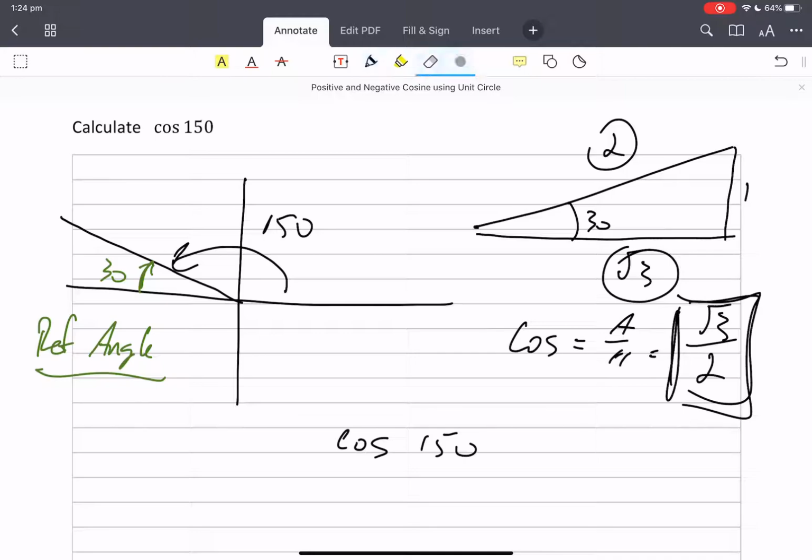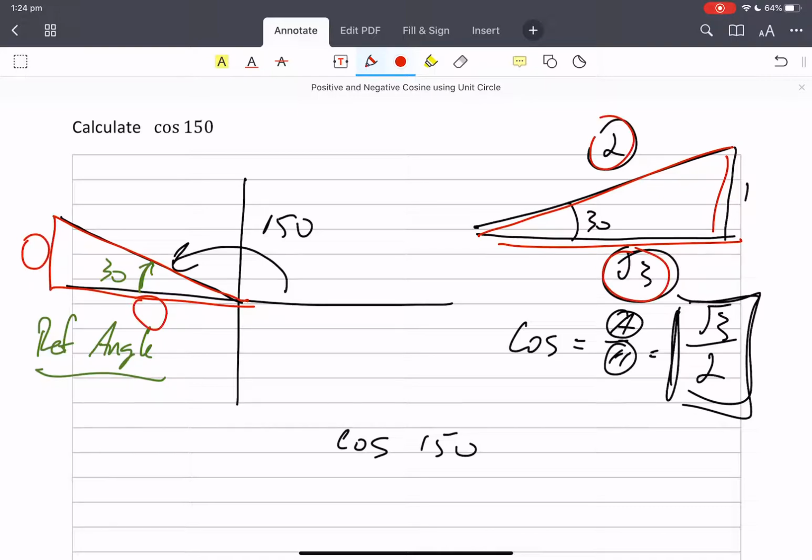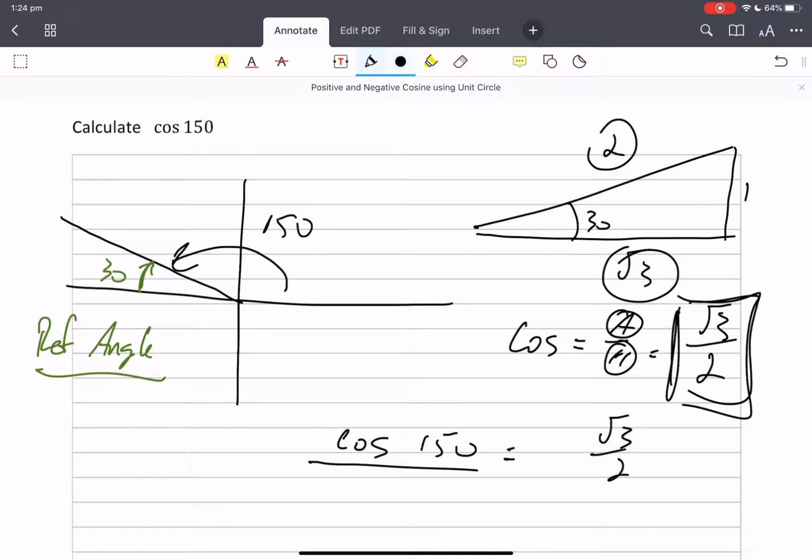So we can say cos, hey, why is that our value? Cos is the ratio of side lengths of A on H. Hopefully you can see that the shape of that triangle and the shape of that triangle, they're the exact same triangle. Therefore, the ratios of A on H are going to be the same no matter what. So we can say that cos 150, the value was going to be root 3 on 2.